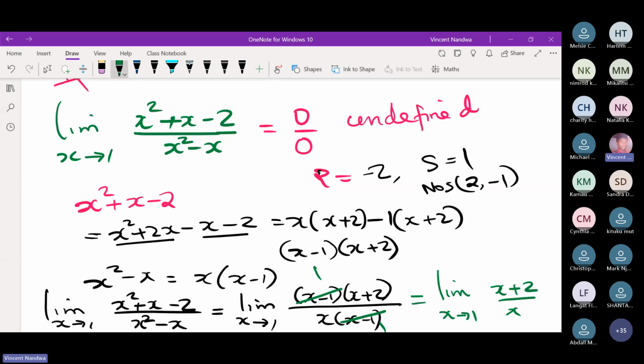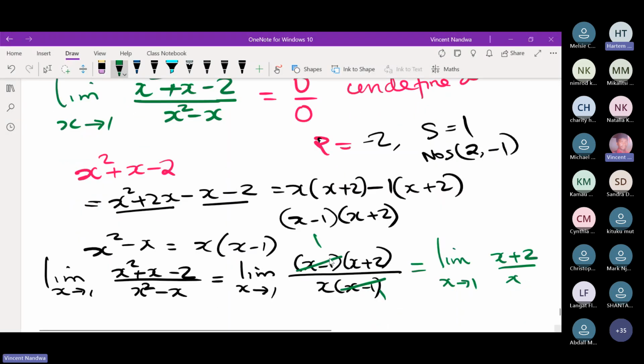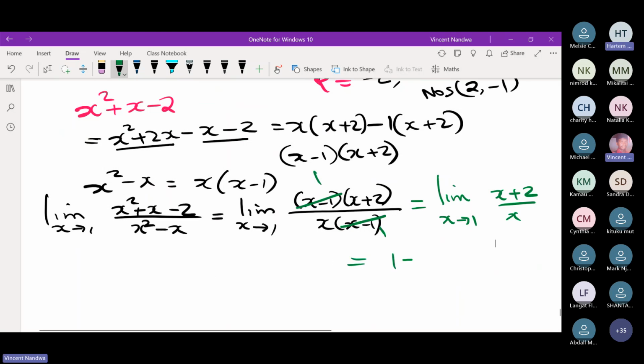Because we have done proper factorization and simplified to a reduced expression, the final answer will always be obtainable by direct substitution. So this will be 1 plus 2 over 1, which gives us 3. So the answer becomes 3. Correct.